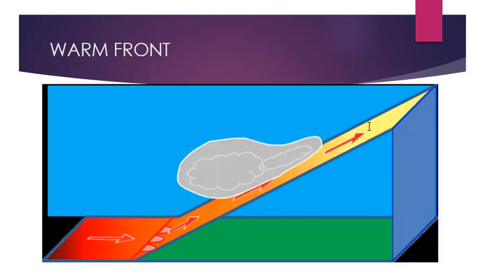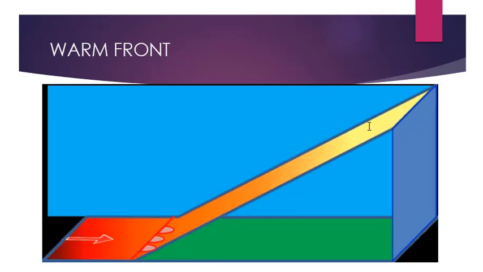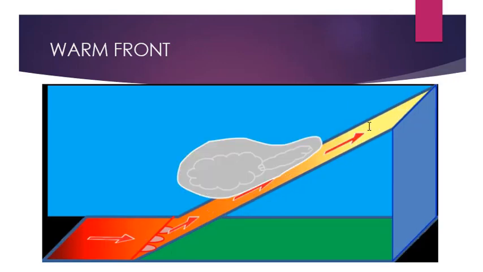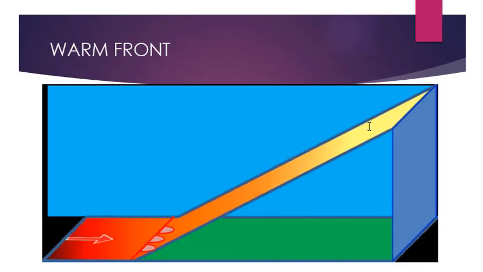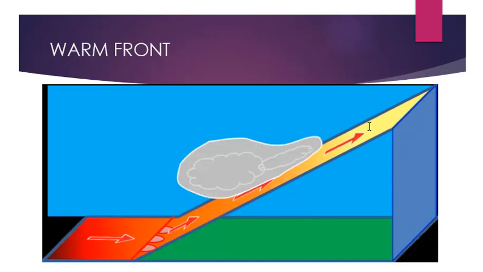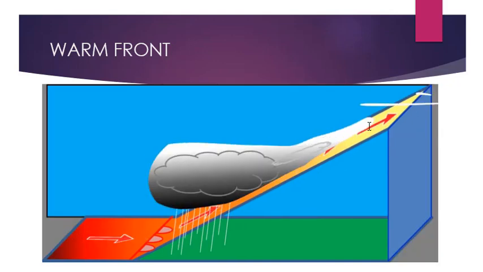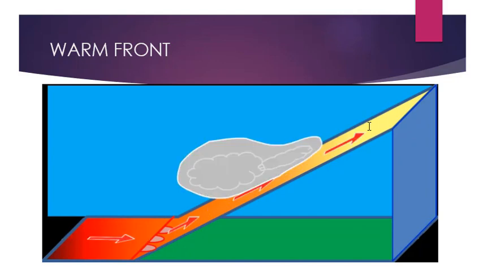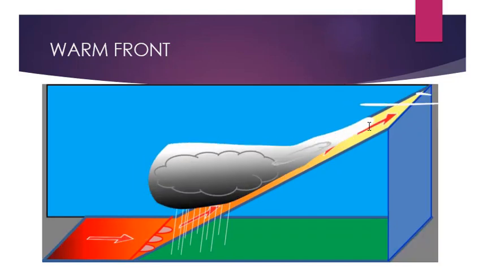So you can see here in the animation what happens: you have a warm air mass, and it's trying to replace the cold air mass. So as we know, if there's a temperature difference, the warmer air will rise.